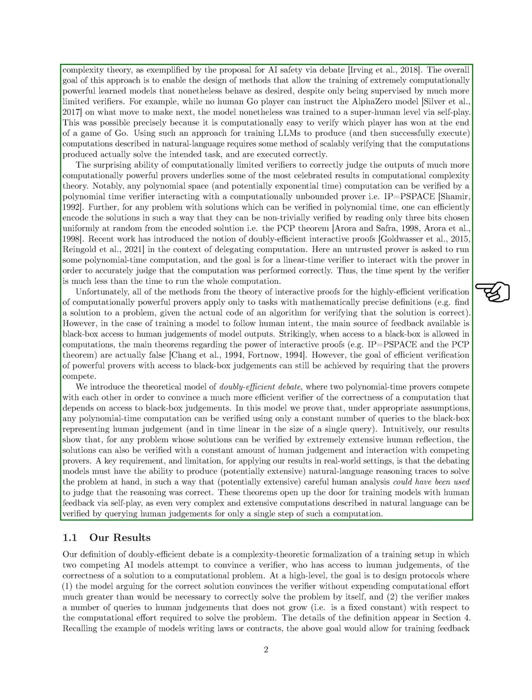The idea is to train powerful models that behave as we want them to, even though they're only supervised by much more limited verifiers. For example, the AlphaZero model was trained to a superhuman level in the game of Go through self-play, even though no human player could instruct it on what move to make next. This was possible because it's easy to verify who won at the end of a game of Go.